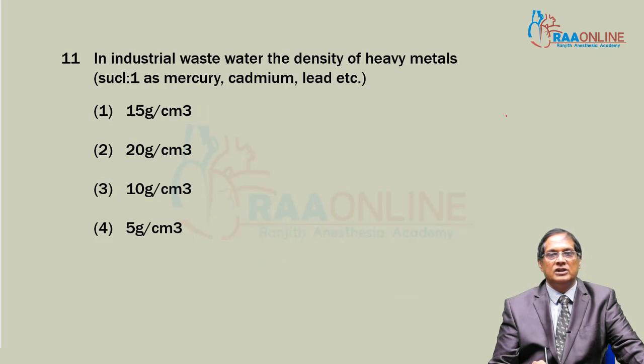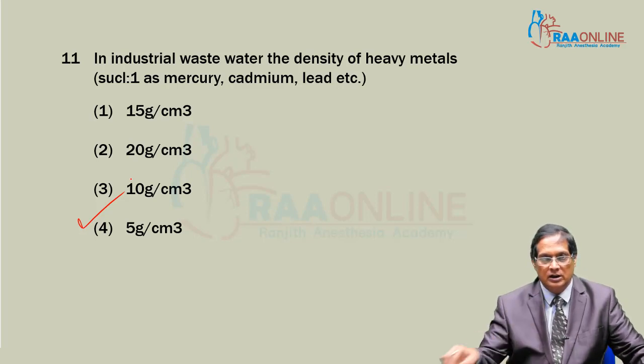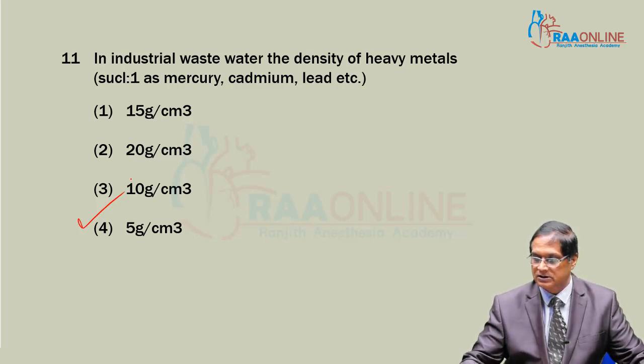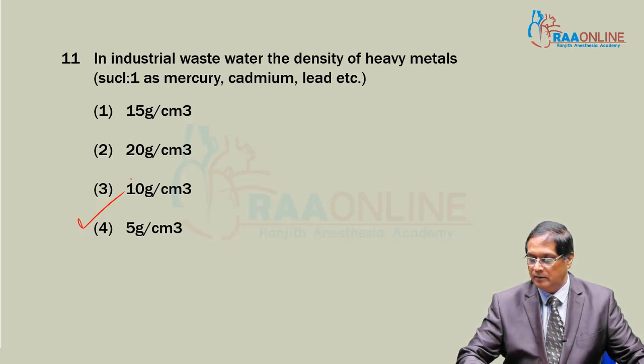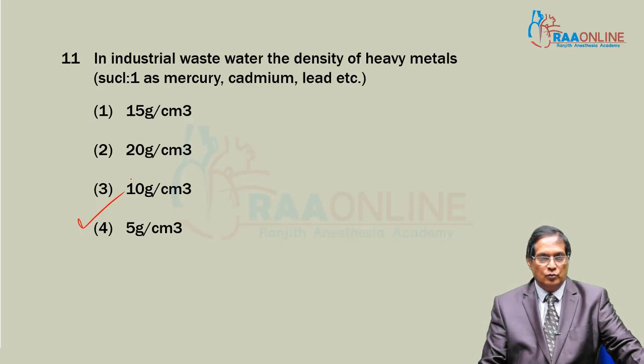Industrial waste. Density of heavy material in industrial waste is more than 5 gram per cubic centimeter. This is correct, again from the database.